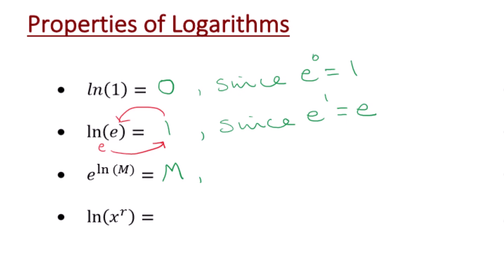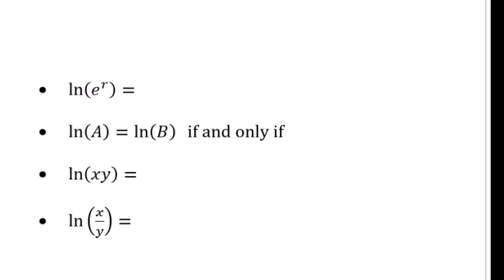This one might be a little bit harder to see, so let's consider that exponent of the natural log of m. It has understood base of e, and e to what exponent would give us m back? So the natural log of m is representing that exponent. Well, guess what? We are taking e to that exponent. So e to the natural log of m equals m. The natural log of e to the r would be just r, since e to the r equals e to the r.